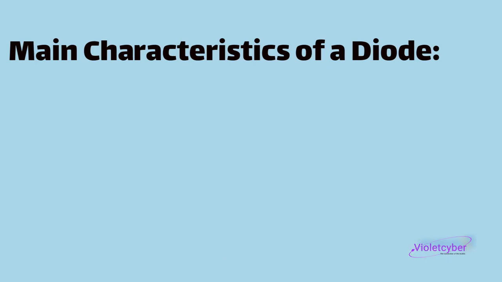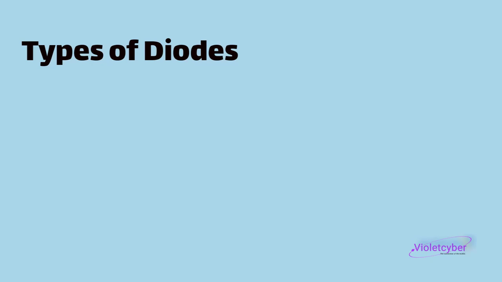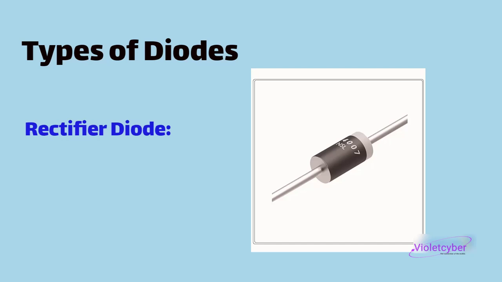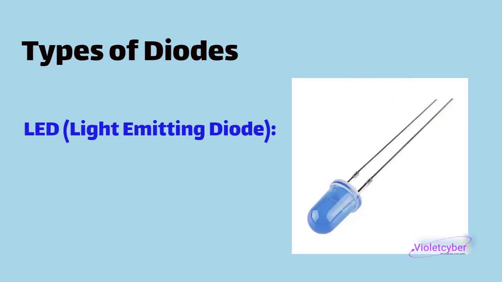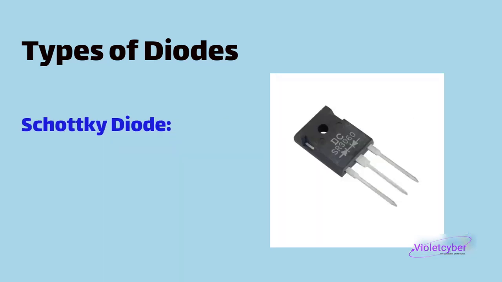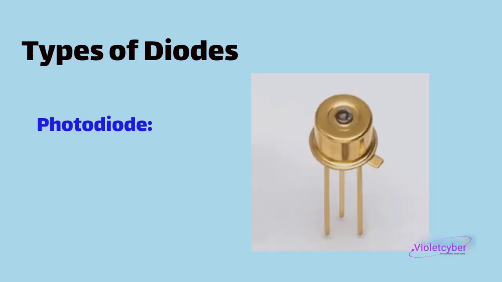We have several types of diodes that I will introduce in a nutshell. Rectifier diode, used to convert AC to DC. Zener diode, operates in reverse bias and is used for voltage regulation. LED, or light emitting diode, used for light emission. Schottky diode has lower forward bias voltage and faster switching times. Photodiode conducts current when exposed to light.